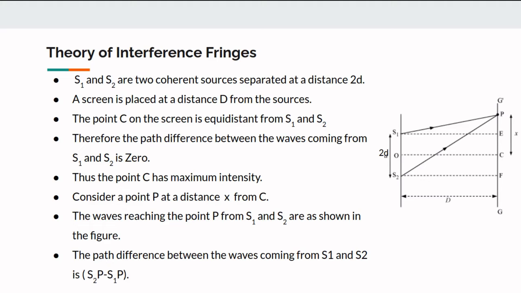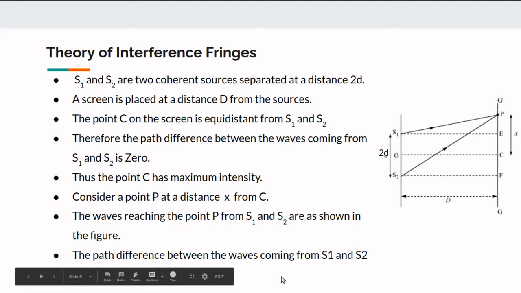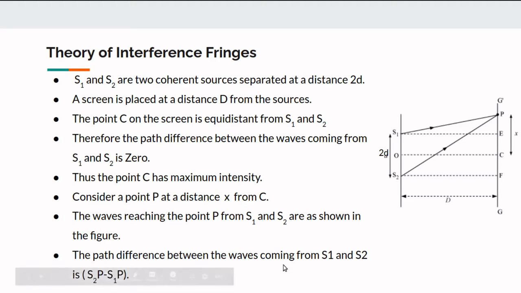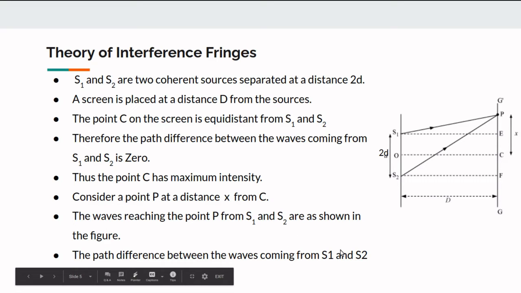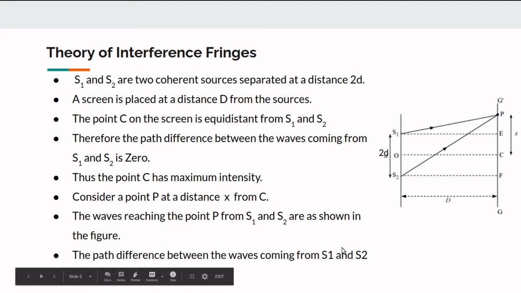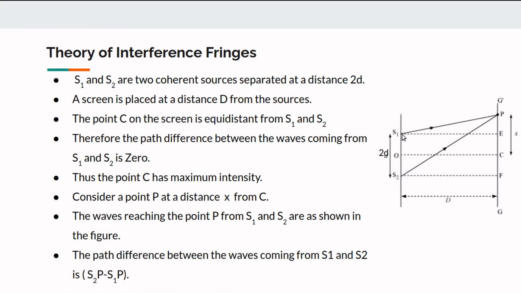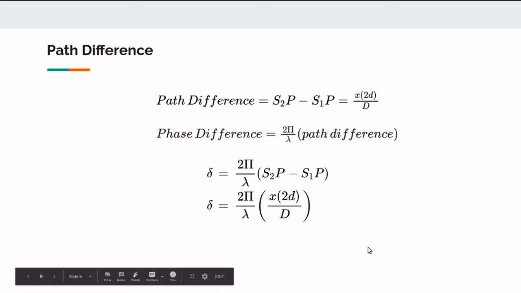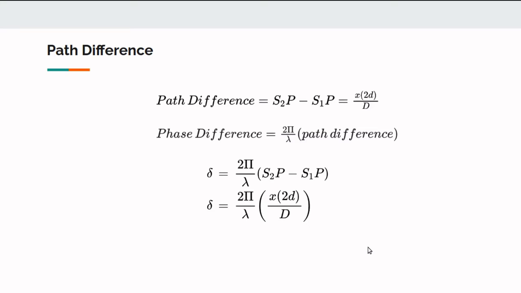Consider any point P at a distance x from the center C. The waves reaching the point P from the virtual coherent sources S1 and S2 are as shown in the figure. The distance travelled by the ray from S1 is S1P and from S2 is S2P. Therefore, the path difference between the two waves from the sources S1 and S2 is S2P minus S1P, which is equal to x into 2d by capital D.